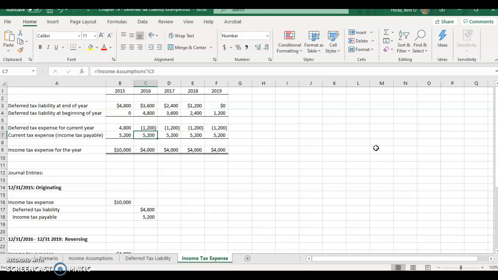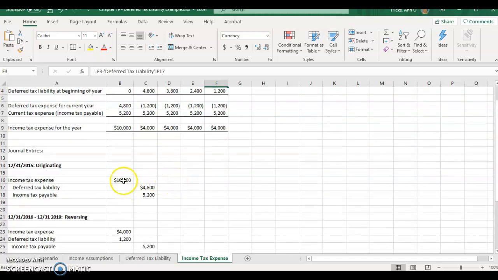Current income tax expense, what we're paying to the IRS, remains $5,200, and that means our income tax expense for the year is only $4,000. So in other words, in 2015 we paid more, we expensed more than we paid. Now, as that reverses, we will begin to pay more than we expense. And then if you walk through 2017 through 2019, it's just the same process. Each year, we will reduce our liability by $1,200 until at the very end of the 5-year period, it's zero.